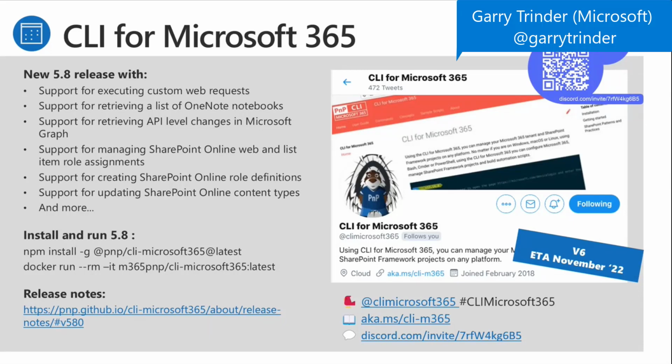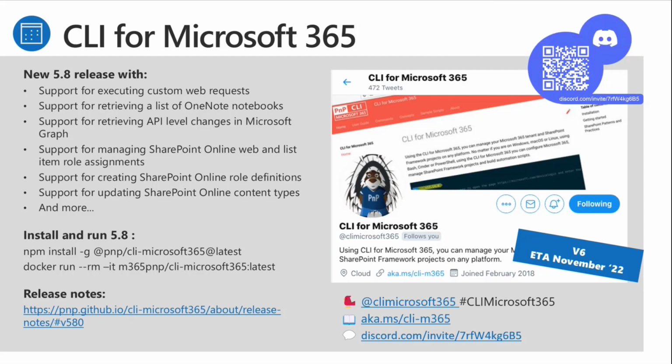So yeah, hello everyone. It's a new month with a new minor release of CLI for Microsoft 365. This release is 5.8. Not many updates from the last time I presented this. Everything's been rolled up throughout the month and has now been released. If you want to get the latest updates, just install that from npm using the @latest tag. And if you want to run this in Docker as well, again, use the latest tag to get all the latest announcements.